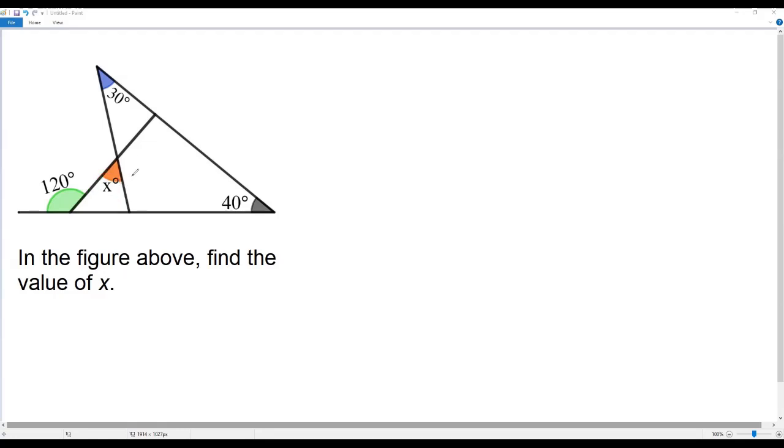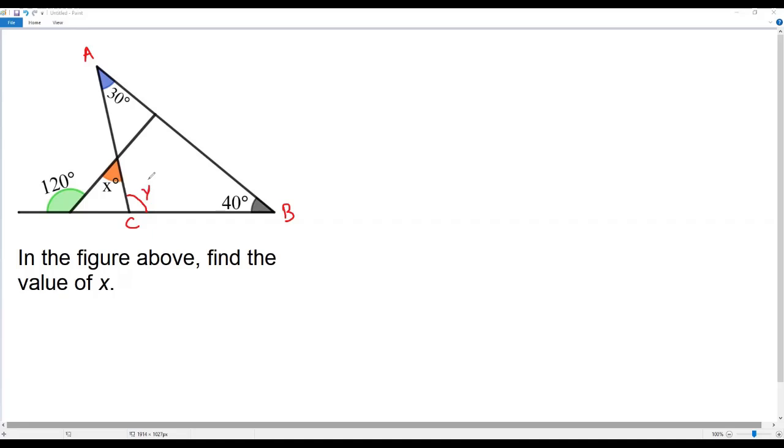Okay, now let me consider the triangle in the given figure. So for that, let me mark the vertices. This is A, B, C. Now let's consider the triangle ABC in the given figure. In this triangle ABC, we know the measures of the two interior angles, that is 30 degree and 40 degree. And I assume the measure of the third interior angle C over here as y.